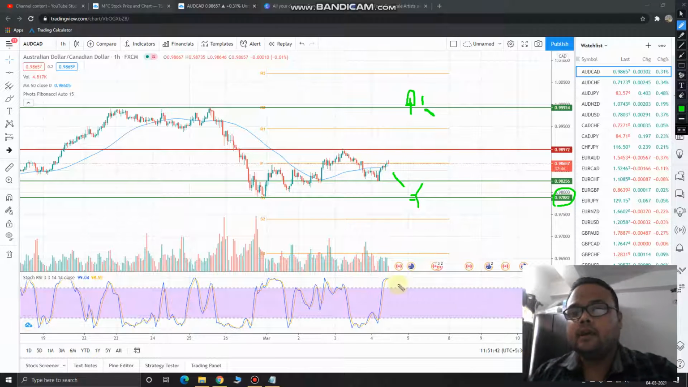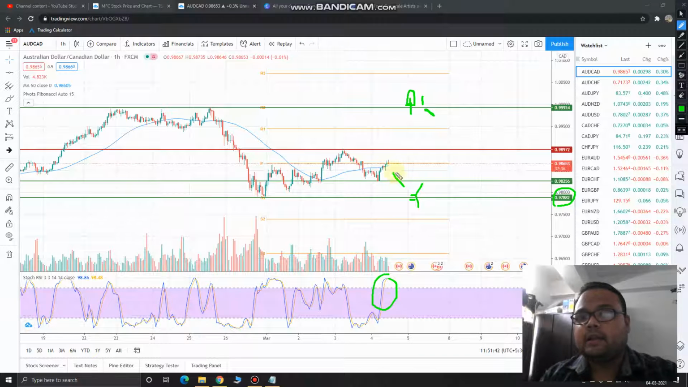So what you can do is keep your eyes on the stochastic RSI indicator. Right now stochastic RSI is here, so this is not the right position. Let stochastic RSI come down into the oversold zone. After hitting the oversold zone, when it goes up again, just look at the position of the price. If you find the price somewhere around here, this level 0.9825, you can go long for a quick profit, from here to here.